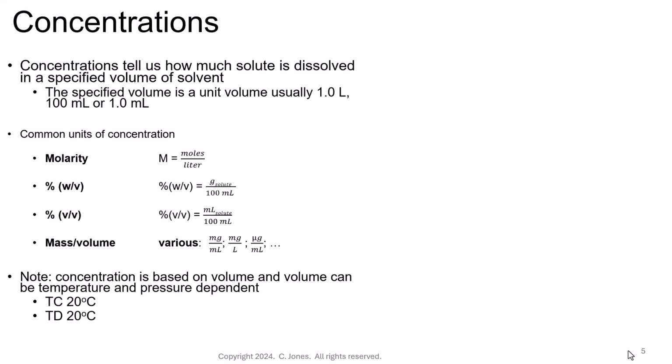Percent weight volume is the grams of solute per 100 mils of solution. Percent volume is the milliliters of solute per 100 mils of solution. So weight volume deals with solid solutes, right? The solute is a solid, a powder or crystal or whatever. And percent volume deals with solutes that are liquid.